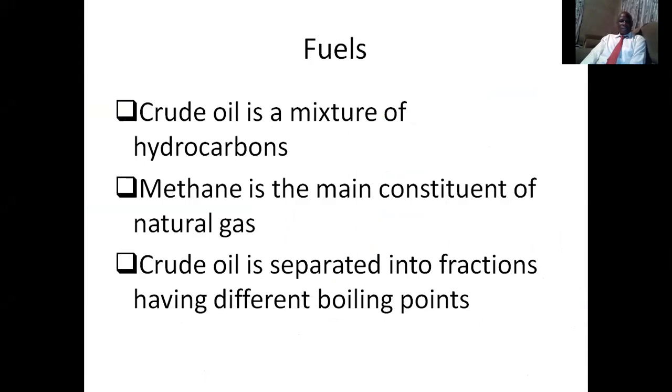And the crude oil can be separated into fractions, having different boiling points and a different number of carbon atoms. And so we will look at how we can ensure that we separate this crude oil into different fractions. And this is what is known as fractional distillation. And so we'll give a brief background on how we can separate the crude oil into fractions.